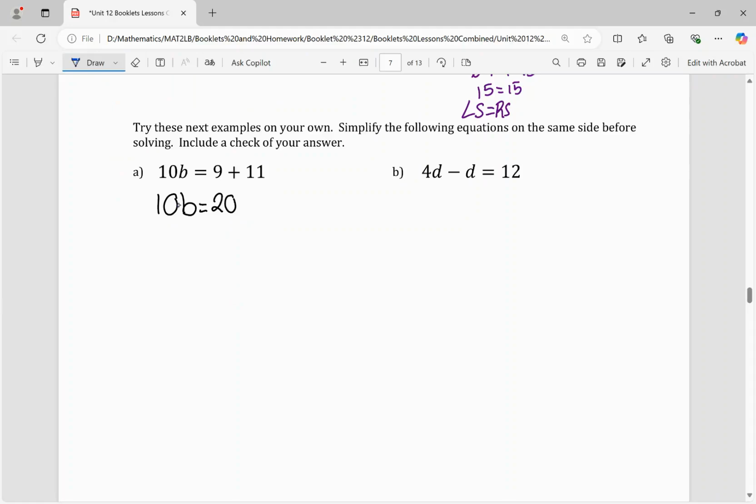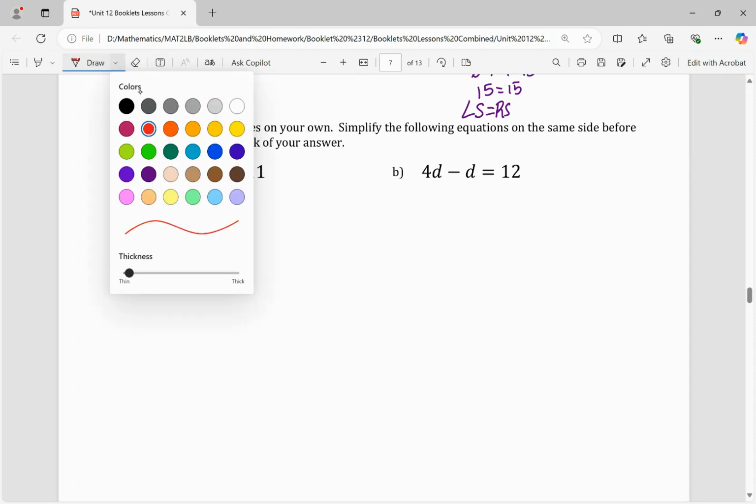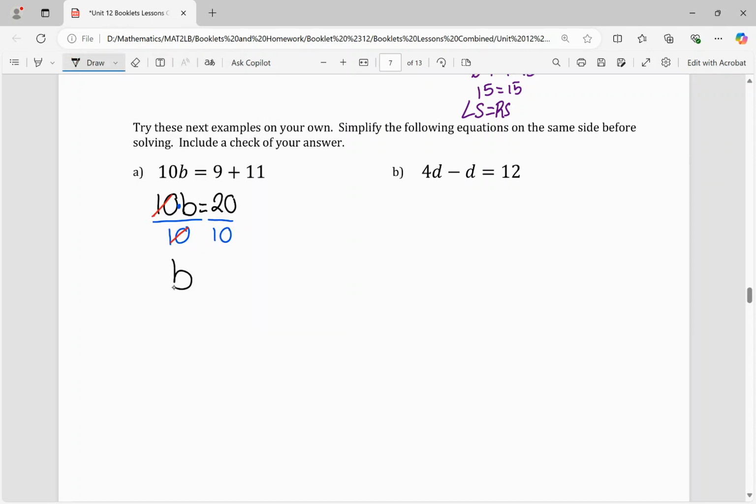So using opposite operations, the 10 is attached to the variable using multiplication. The opposite of multiplying by 10 is dividing by 10, so we divide both sides by 10. The 10s cancel out, leaving me with b is equal to 20 divided by 10, and 20 divided by 10 is 2, so b is equal to 2.